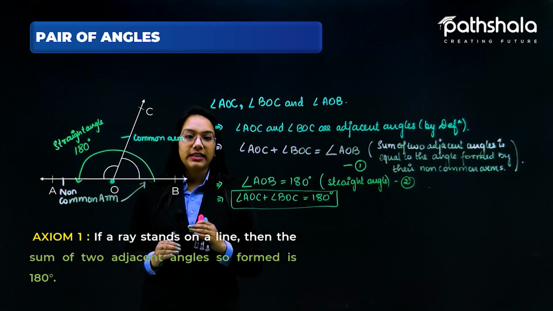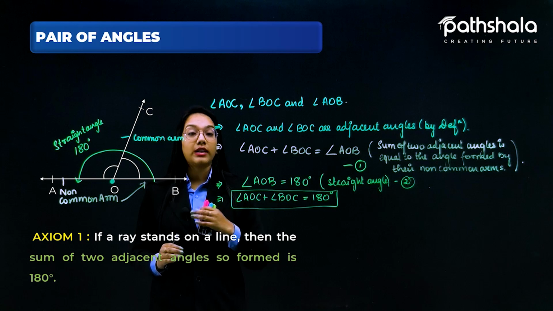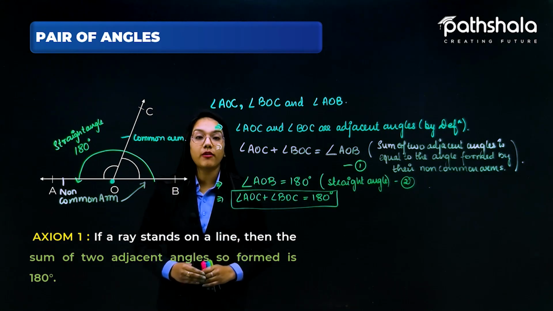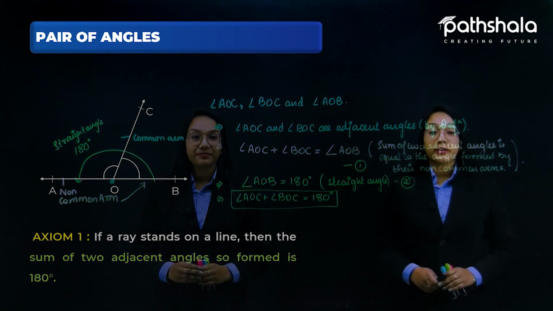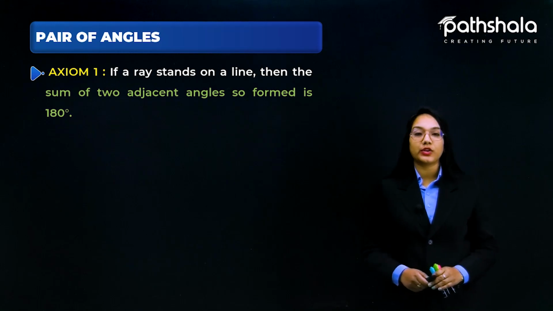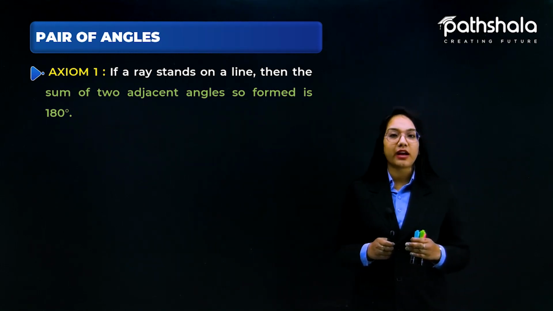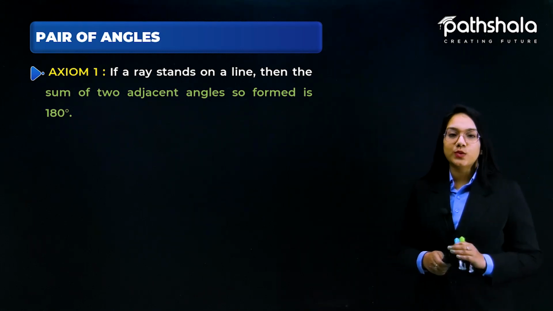So let's just see this axiom again. Recall, if a ray stands on a line, then the sum of the two adjacent angles so formed is nothing but 180 degrees. Now let's just see axiom 1 again. According to axiom 1, if a ray stands on a line, then the sum of the two adjacent angles so formed is nothing but 180 degrees. We have proved this axiom as well.